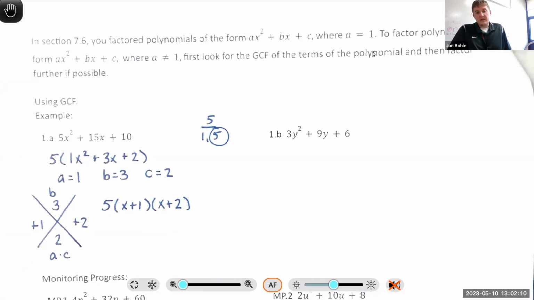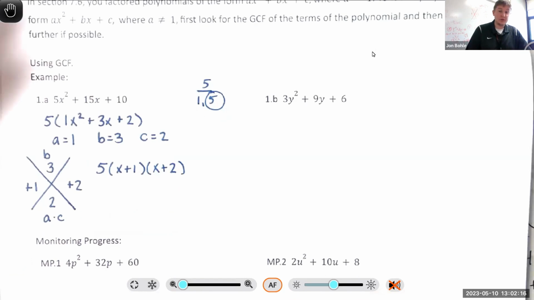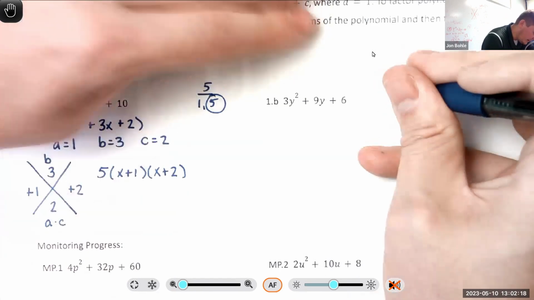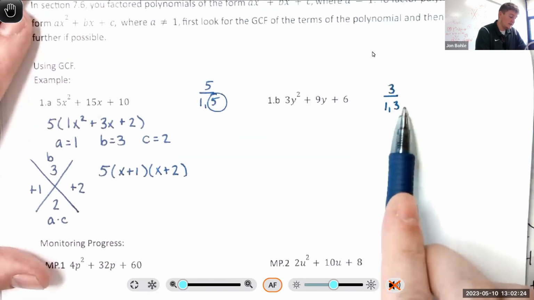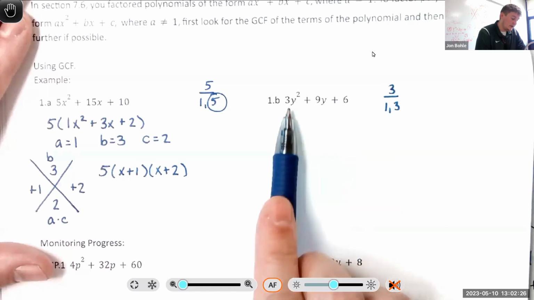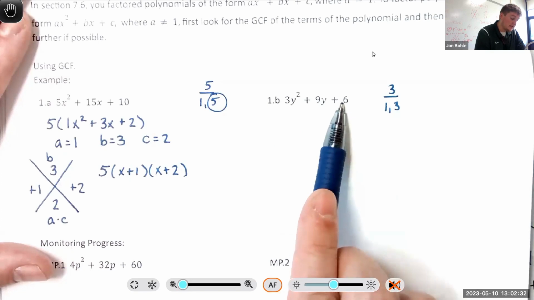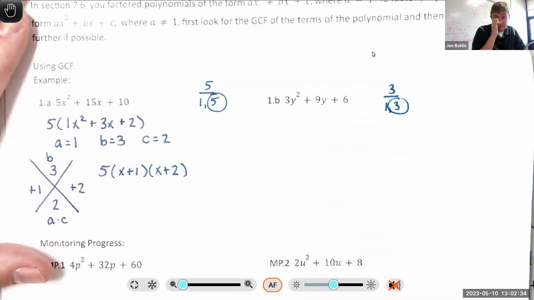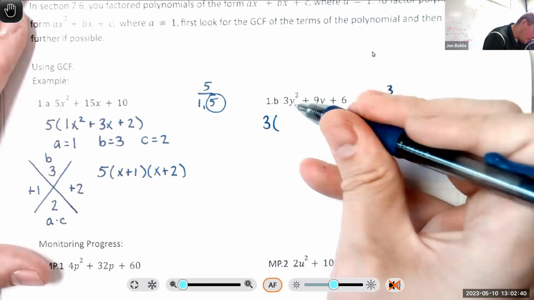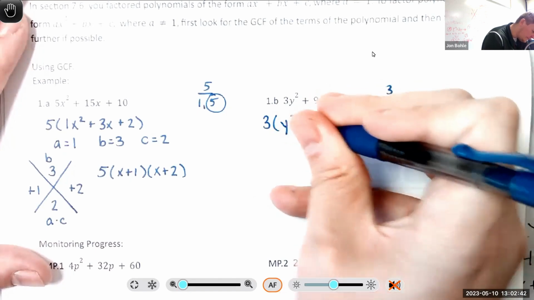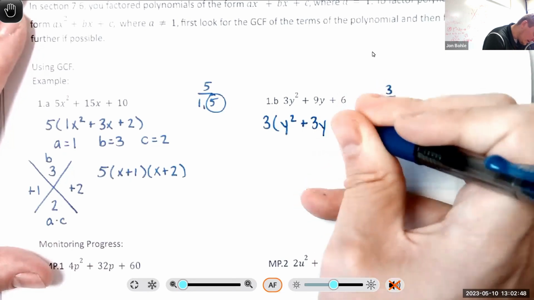Okay, so now we're going to do the same thing with letter 1b. We're going to check for a greatest common factor. Again, I'm going to check the smallest number. So I'm going to think about my factors of 3, 1 and 3. And really the only number I need to check is 3 to see if a 3 divides out of each of these. 3 is a factor, 9 is a multiple of 3, and 6 is a multiple of 3. So that means there is a greatest common factor of 3. So what I am going to do is divide out a 3. 3y squared divided by 3 is y squared. 9y divided by 3 is 3y. And 6 divided by 3 is 2.